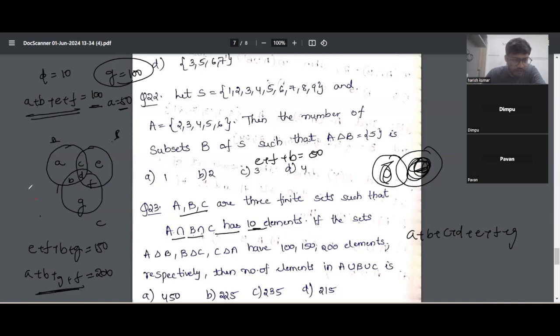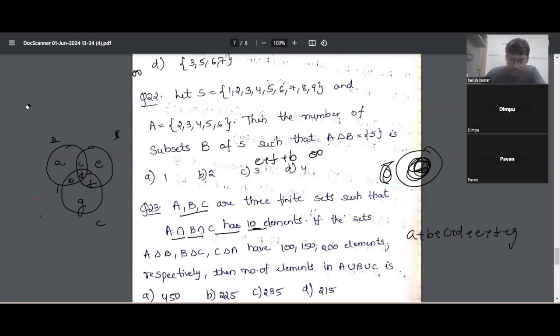Yeah, symmetric difference. Yeah, we made a mistake. This is E plus C. Wait, we made a small mistake. Let's do it once again clearly.